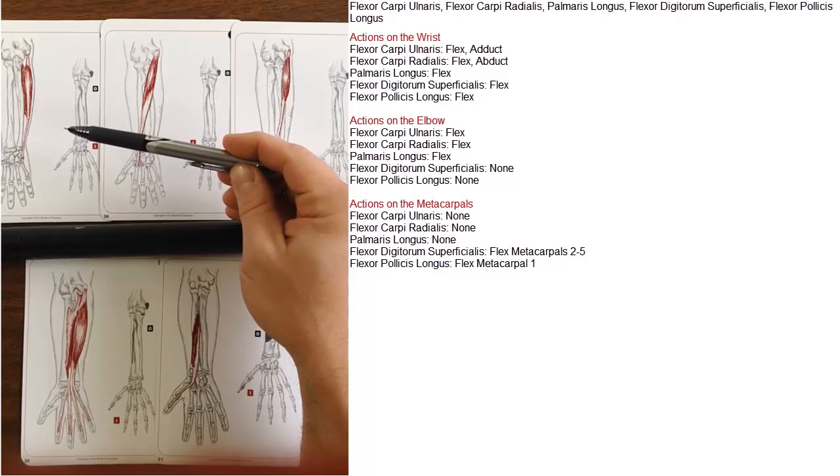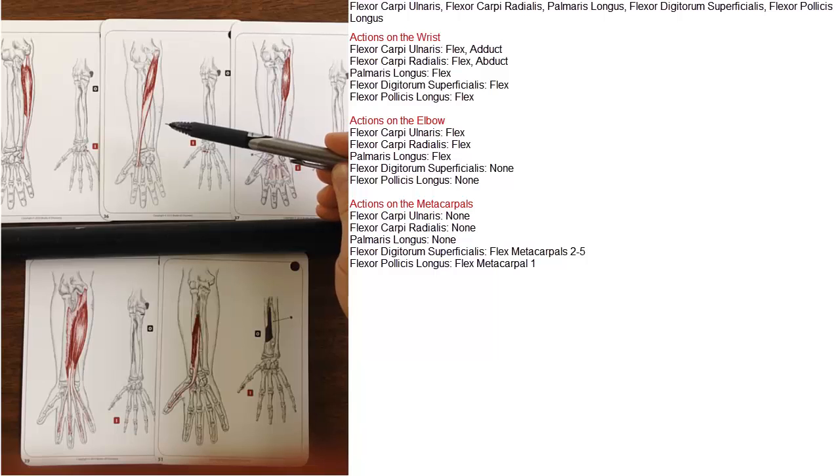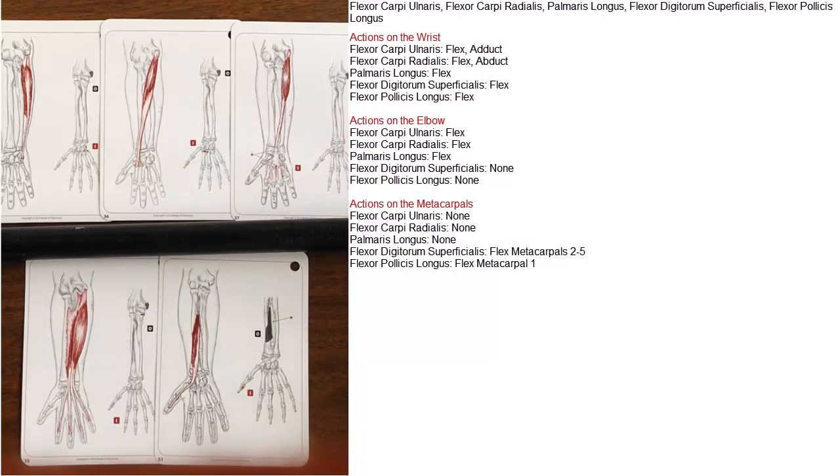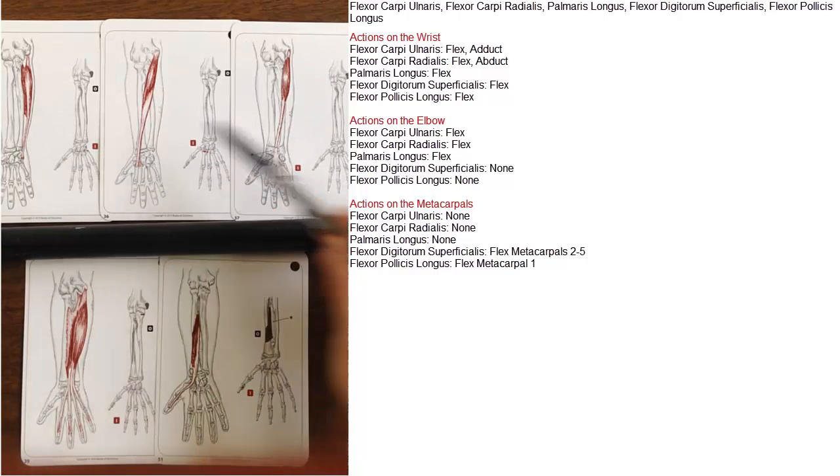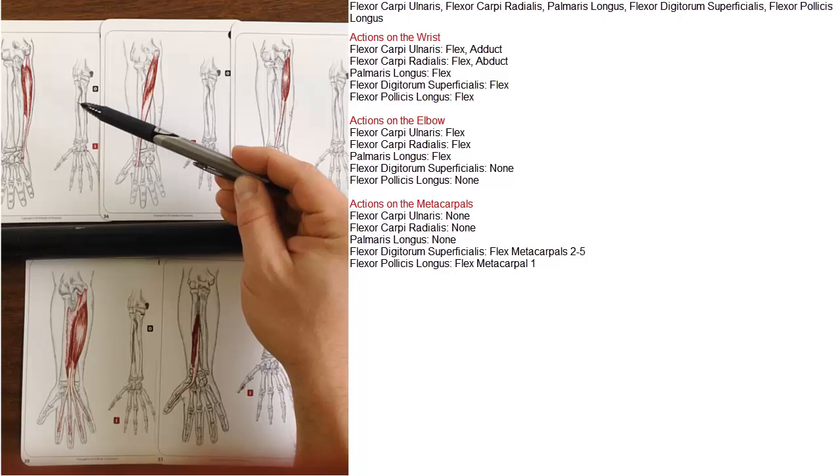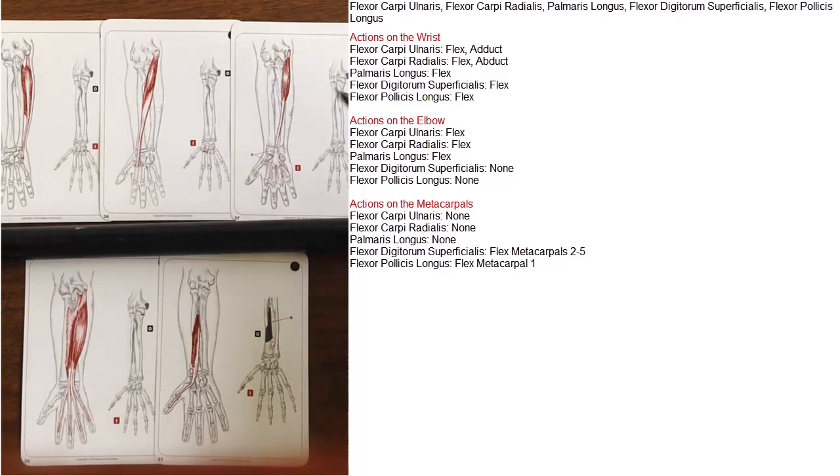Flexor carpi ulnaris adducts the wrist, and flexor carpi radialis abducts the wrist. Now, three of them have an action upon the elbow, the top three here. All three of these flex the elbow. The flexor carpi ulnaris, the flexor carpi radialis, and the palmaris longus.